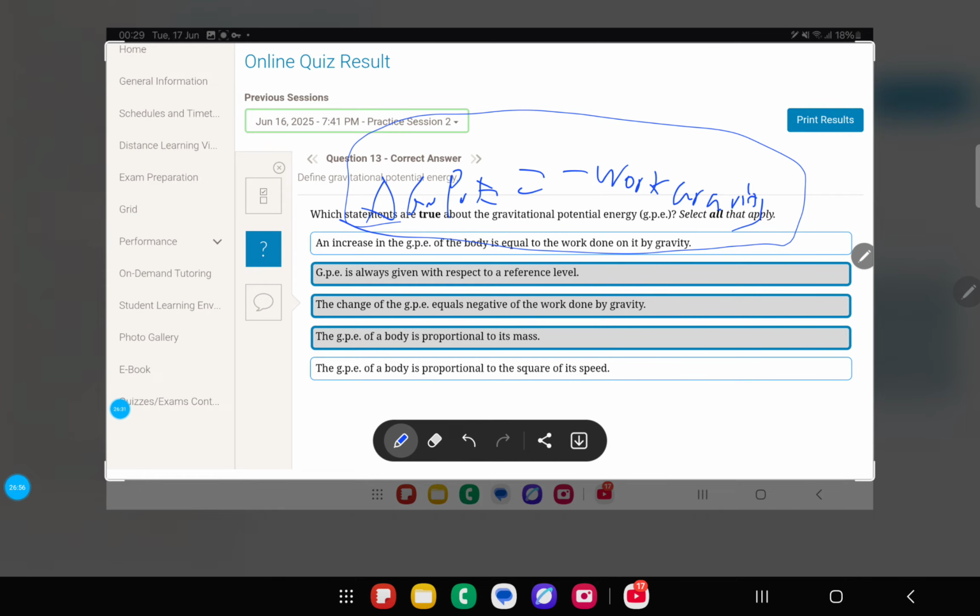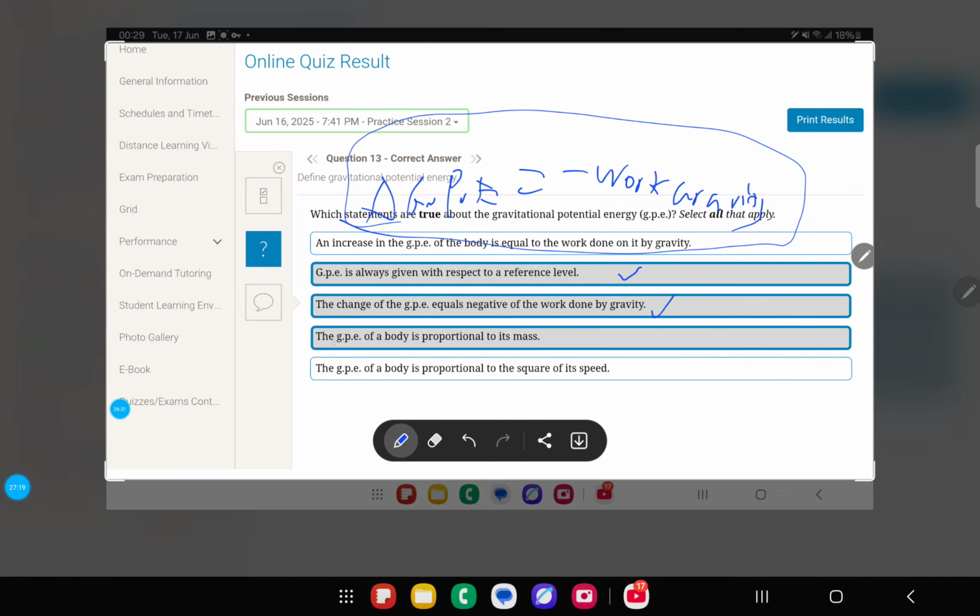So if GPE was negative, work would be positive. But if work is negative, GPE would be positive. They're always opposite to each other. So it equals the negative of the work done by gravity. If they said the negative change of the GPE equals the positive of the work done by gravity, that's it. This is correct.